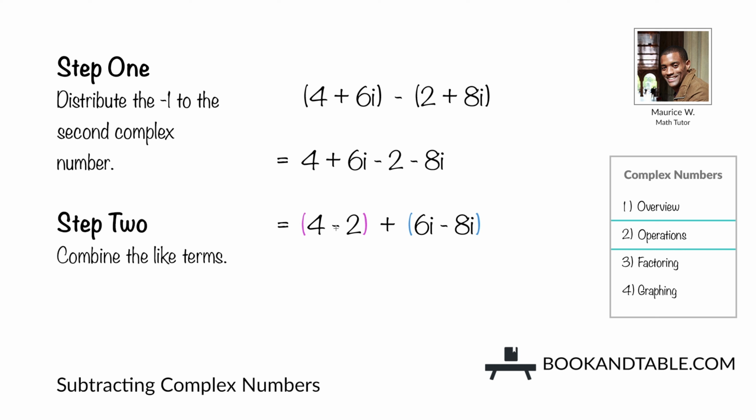We'll be adding the sum of our real numbers and the sum of our imaginary numbers, since we've already distributed the -1 or our subtraction. So 4 minus 2 gives us a real number of 2, and 6i minus 8i gives us an imaginary number of -2i. So the difference between 4 plus 6i and 2 plus 8i is 2 minus 2i.